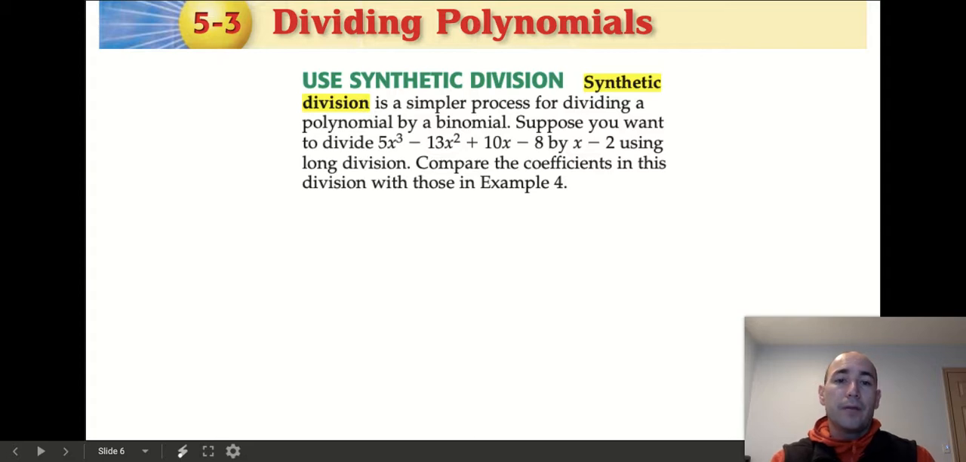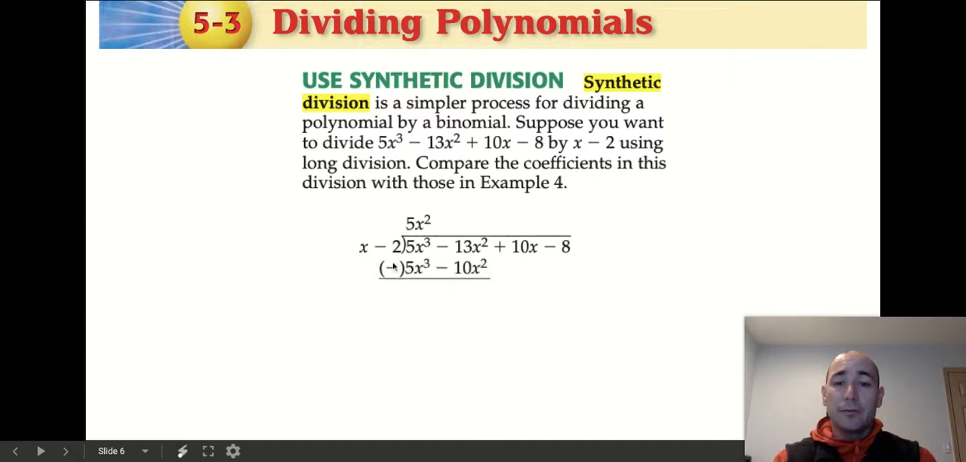We would set it up in a similar way, right? So we're dividing by x minus 2. We're dividing it into this polynomial, right? We're going to go ahead and divide just like we did previously. What times x gives me 5x to the third? That's going to be 5x squared, right? 5x squared times x is 5x to the third. 5x squared times negative 2 is negative 10x squared.